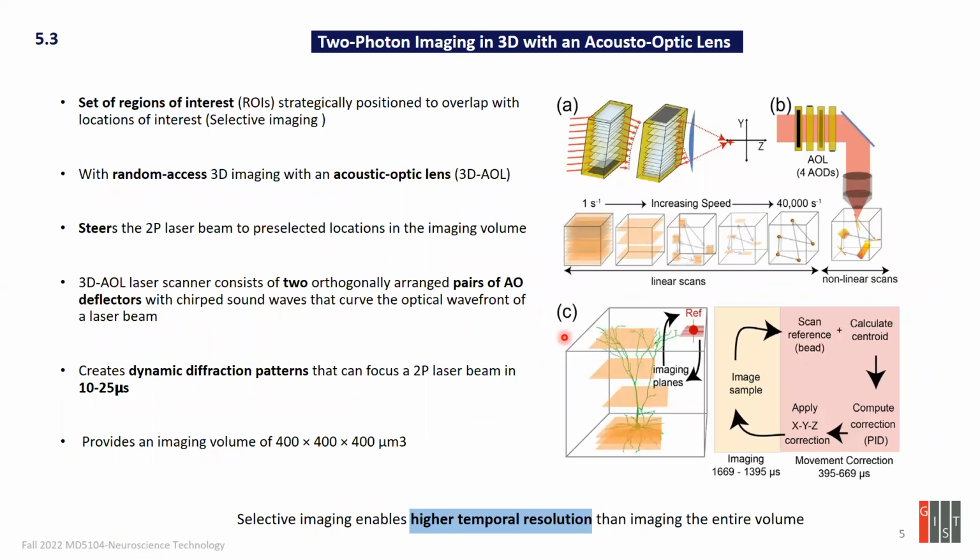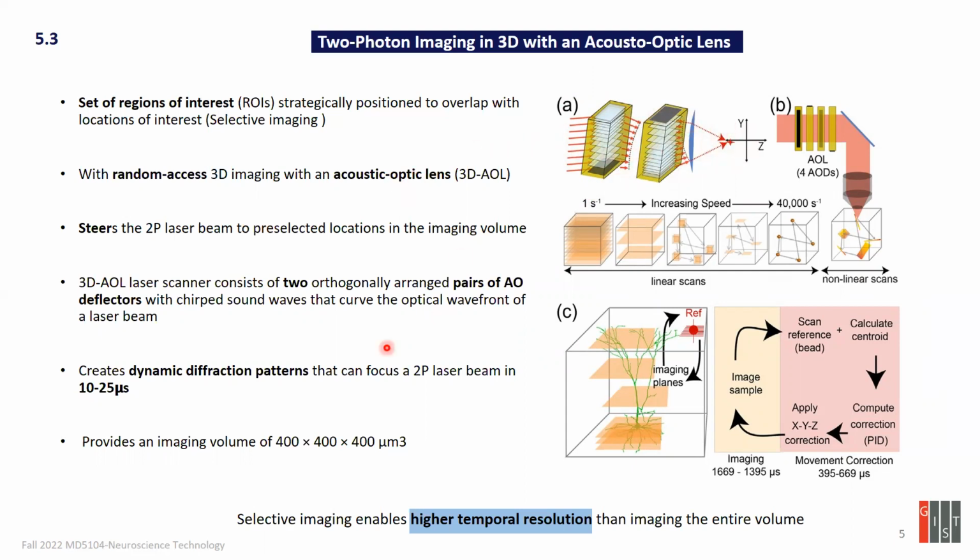Yes, so the system that we're going to present is two-photon imaging in 3D with an acousto-optic lens. Here we first pre-select some regions of interest, and then with the help of an acousto-optic lens, we guide the laser into the pre-selected areas. The acousto-optic lens is composed of two pairs of acousto-optic deflectors. By changing the frequency of the sound waves in the crystal, the beams will have different diffraction angles and will focus into a desired point.